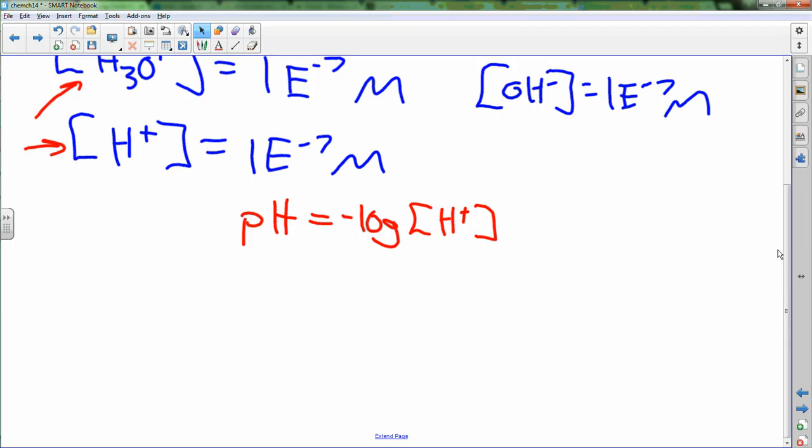So what do you get if you take the negative log of 1 times 10 to the negative 7th? You get 7. That's the way logarithms work. The whole point of a base 10 logarithm is you're taking the exponent of the times 10 to whatever exponent, and you're bringing it down. Because we have a negative exponent here, we have to have the negative log. So pure water has a pH of 7.